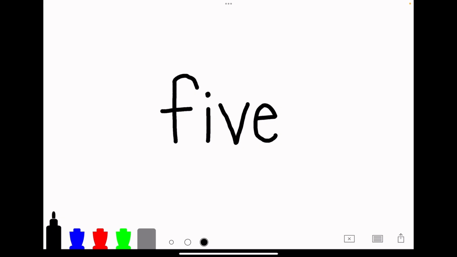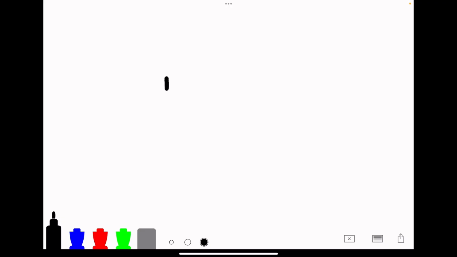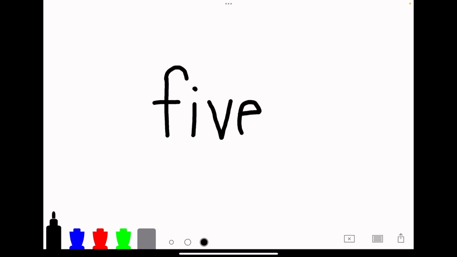Nice job. Let's go ahead and write the word 5 one more time together, TTC family, but we're going to be using the lowercase letter f. So our first letter is F. After F, we have I. After I, we have V. And after V, we have the letter E. And F-I-V-E spells what word, TTC family? Correct. F-I-V-E spells the word 5.